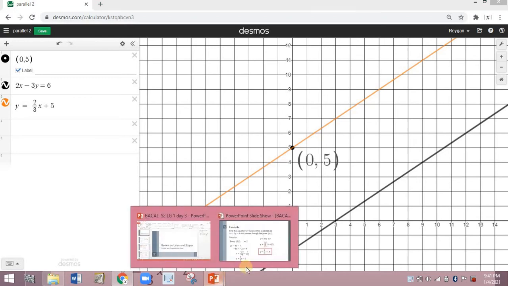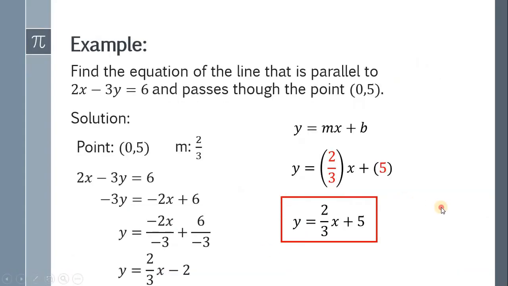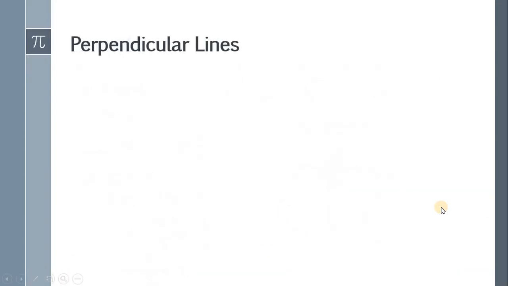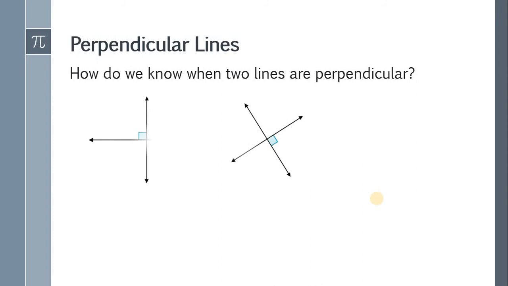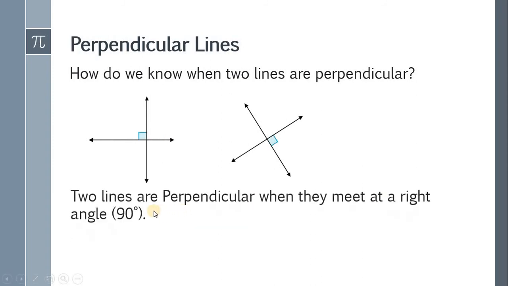Now, let's move on to the next topic, which is the perpendicular lines. Now, how do we know when the two lines are perpendicular? Ganito ang itsura ng perpendicular lines. Two lines are perpendicular when they meet at a right angle. Kapag naka-form sila ng 90 degrees, automatic na they are perpendicular.